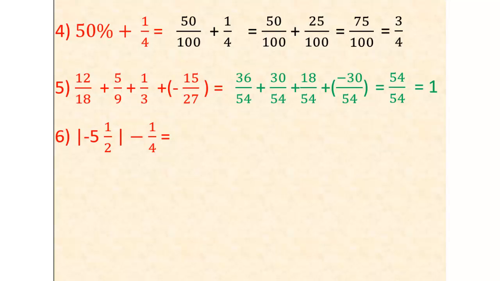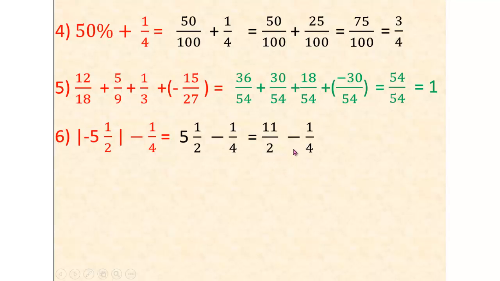The absolute value of negative 5 and a half minus 1 over 4. Remember, we said that the absolute value of any negative number is the same number but positive. So I will have 5 and a half minus 1/4. Having a mixed number, I must change it first to an improper fraction. So my improper fraction is simply 2 times 5 equals 10, 10 plus 1 is 11, so it's 11 over 2 minus 1 over 4.